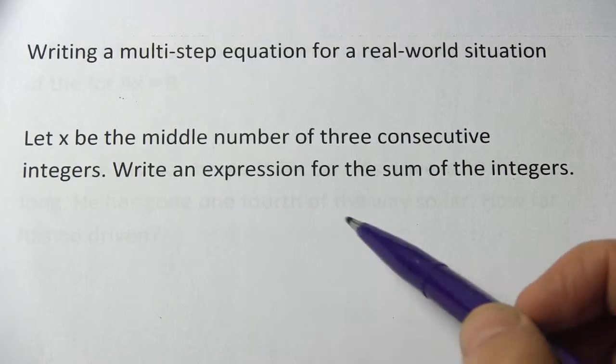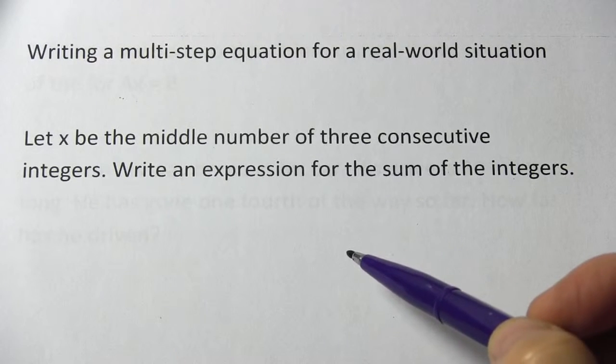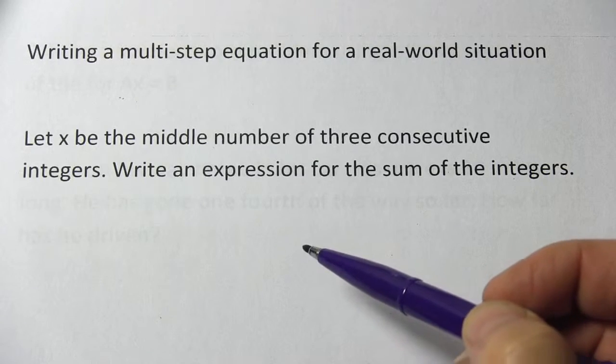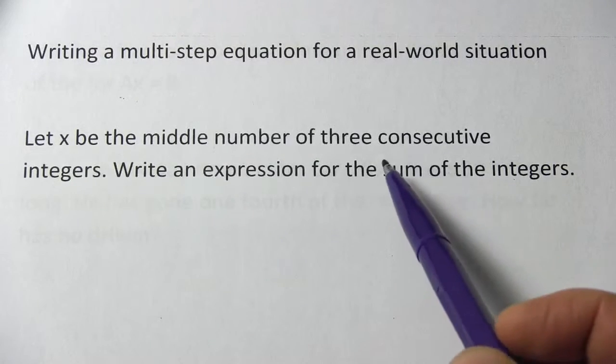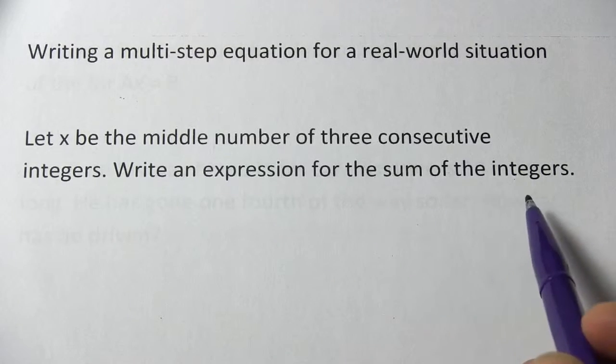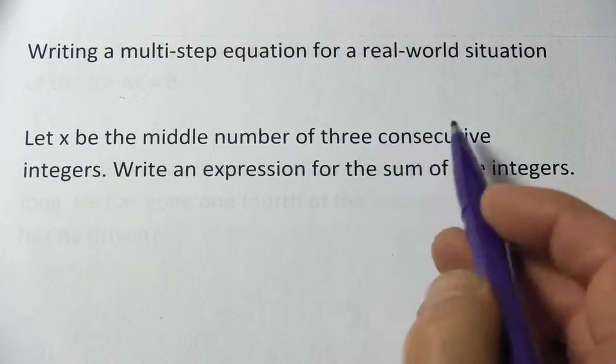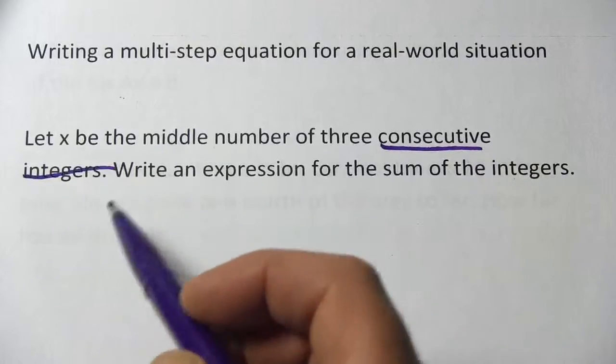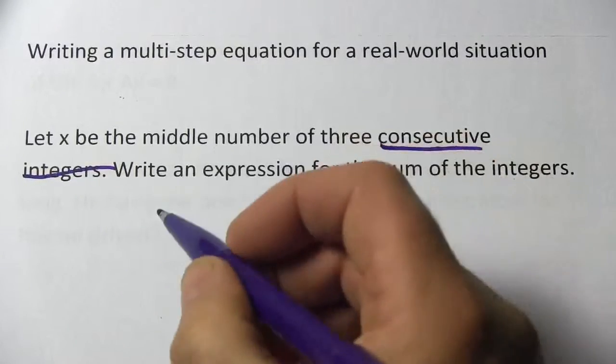So here we have a word problem and we need to translate it into an equation. It says let x be the middle number of three consecutive integers and write an expression for the sum of the integers. So first of all, what are consecutive integers? Well, they're integers that come one right after each other.